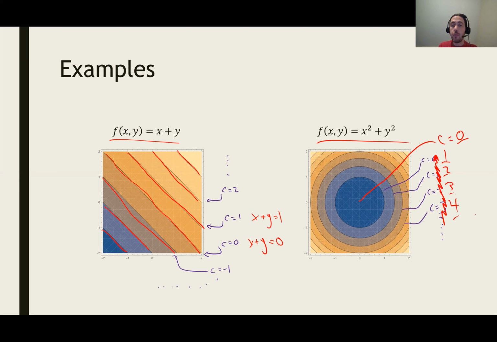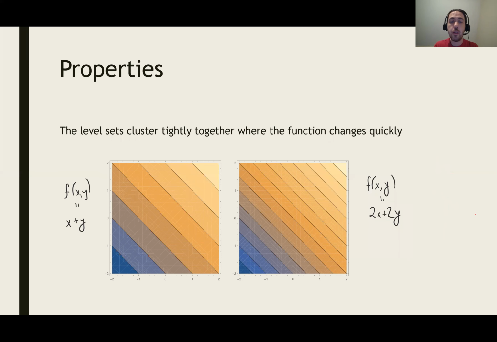And we can see from these level curves that the function starts out with these big gaps between the level curves, and they get thinner and thinner as we go farther and farther out from the origin. All right, now the behavior of the level curves like that tells us properties of the functions.